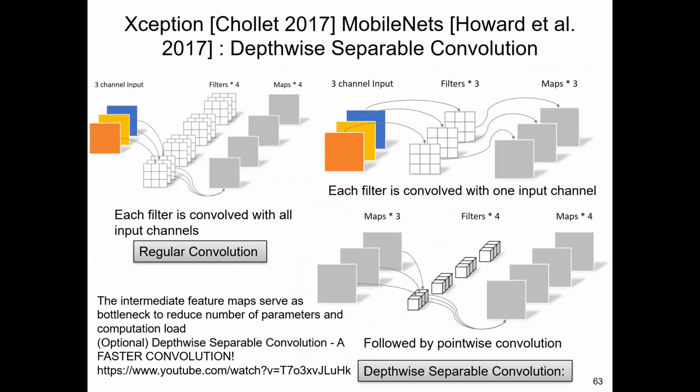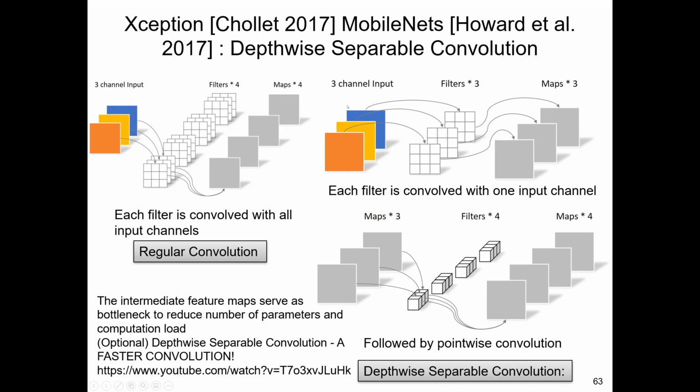So Xception and MobileNets, their major innovation is to introduce the depth-wise separable convolution. This on the left is the regular convolution. So this is a three-channel input and 4 filters. Each filter has the same depth, same number of channels as the input. And each filter generates one output channel. So 4 filters give you 4 output channels.